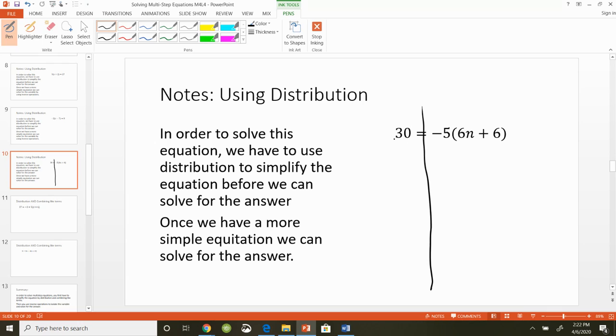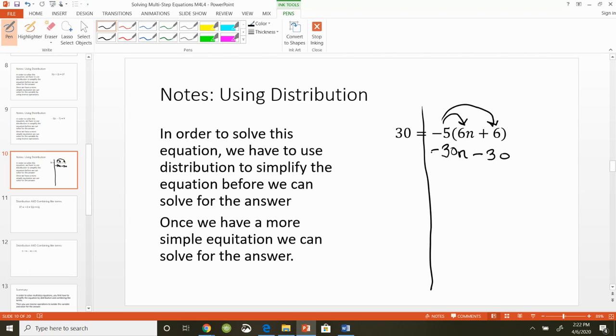So notice on the left-hand side, I just have the number 30. I can't simplify that anymore. But on the right-hand side, I have negative 5 times, remember parentheses means times, 6n plus 6. I'm going to distribute or multiply that negative 5 to the terms inside of the parentheses. So negative 5 times 6n is negative times a positive, negative 5 times positive 6 is negative 30n. And then negative 5 times a positive 6 in the back, negative 5 times positive 6 is a negative 30.